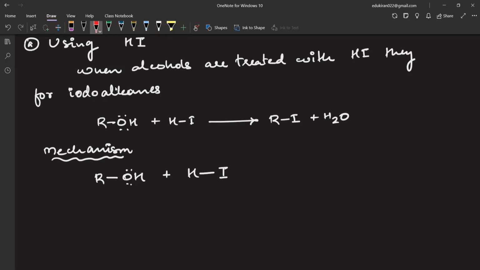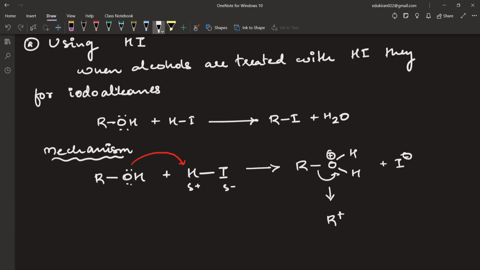Now, the mechanism. The first step: we have an electron source, that means there is more electron density on the oxygen. It will attack the hydrogen because hydrogen has a delta positive charge and iodine has a delta negative charge. This leads to the formation of R-OH2 with a positive charge, plus I negative. Now this water molecule leaves, forming R positive, and this I negative will attack here, and then you will get RI plus H2O. Now please write this down, let me know when you're done.